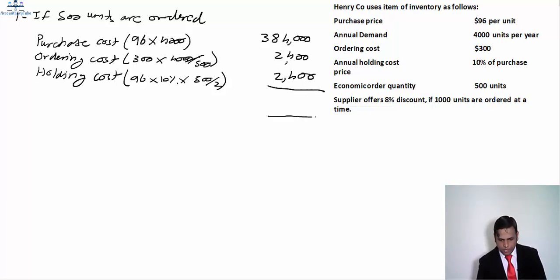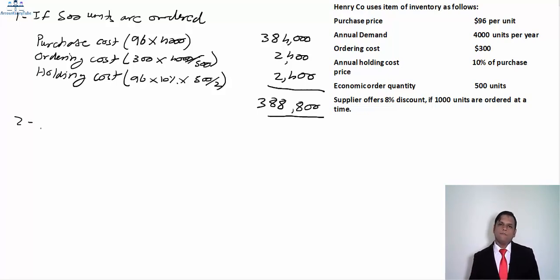So right now we are adding all three figures together, and the figure that comes is 388,800. This is the picture of the cost that we have at the EOQ level. Now let's see how the supplier will give us a discount of 8% if 1000 units are ordered.